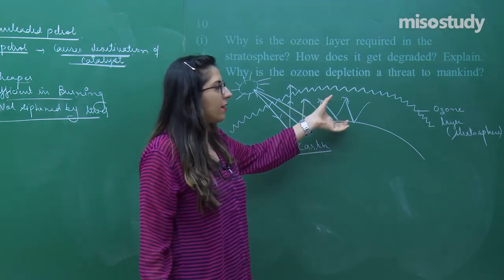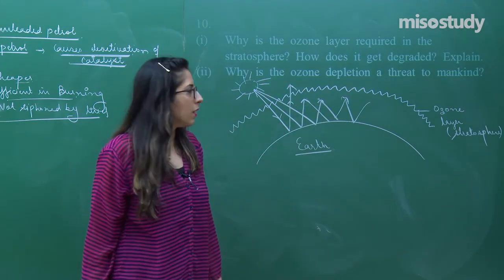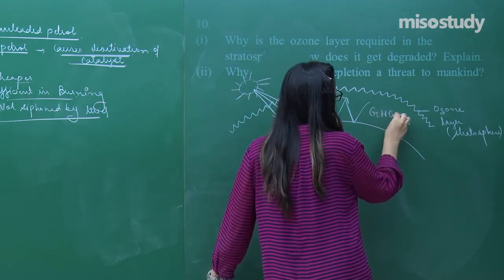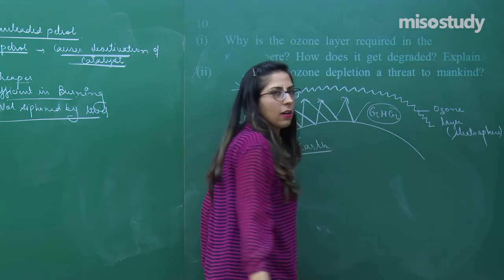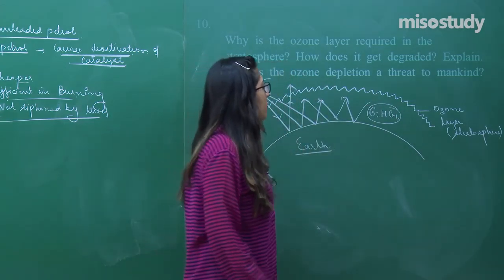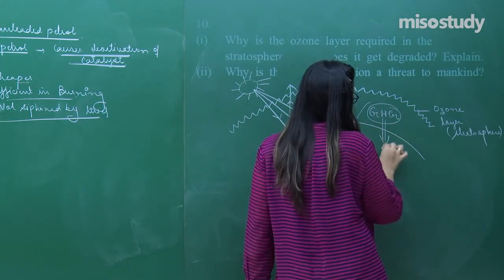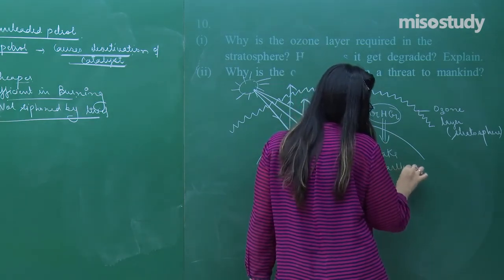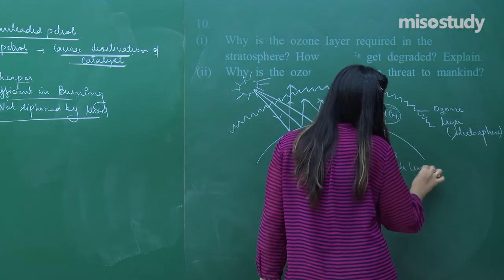Those which get trapped are trapped because of greenhouse gases. These greenhouse gases make the earth's temperature habitable.